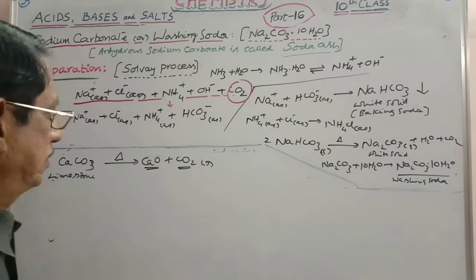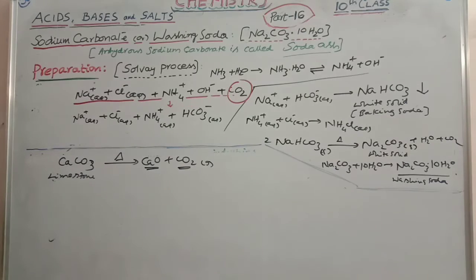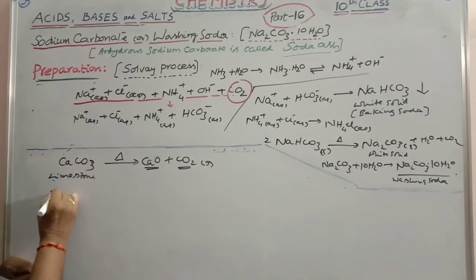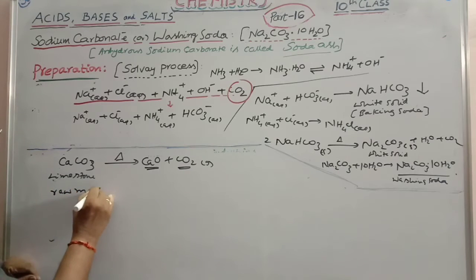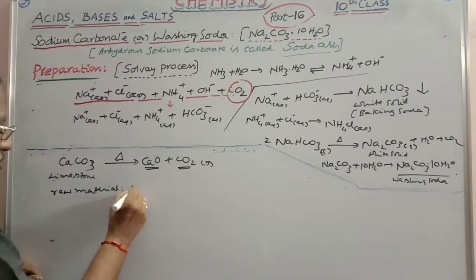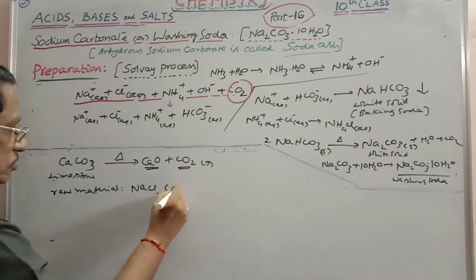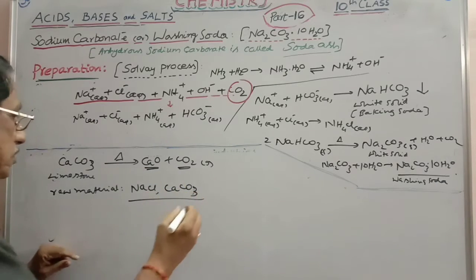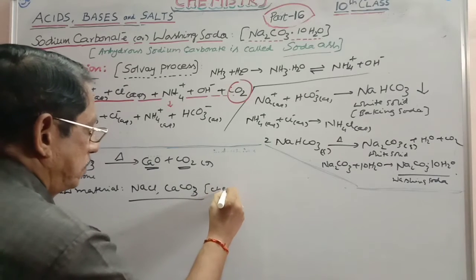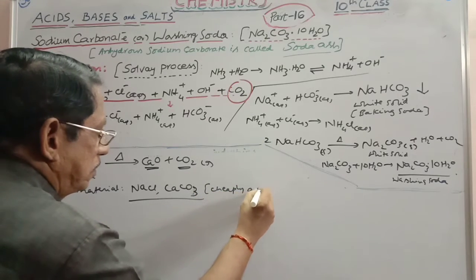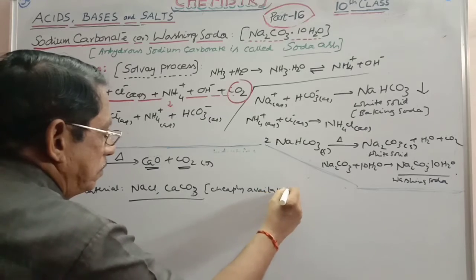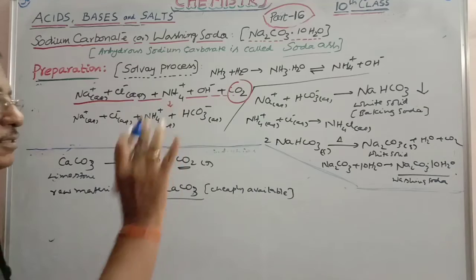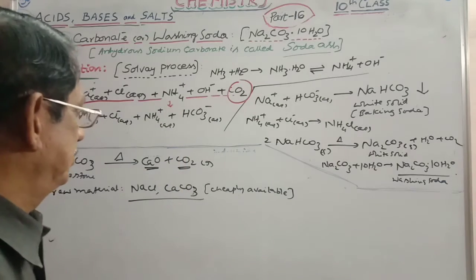So this is the way you are getting carbon dioxide from limestone. Limestone is a cheaply available raw material. So what are the raw materials here? For the preparation of these, one is sodium chloride, which is cheaply available, the other one is calcium carbonate, that is also cheaply available. And that is why this method is preferable. So the Solvay process is a cheaper method to prepare sodium carbonate decahydrate.